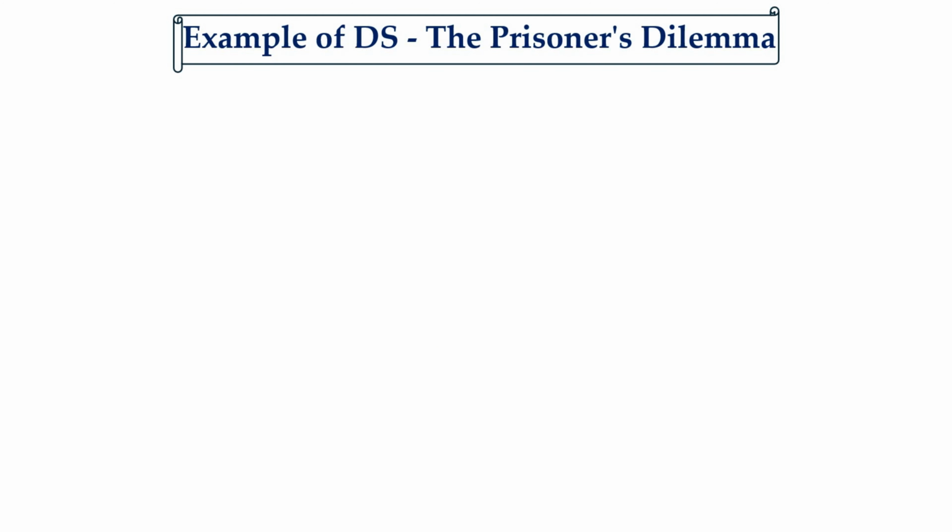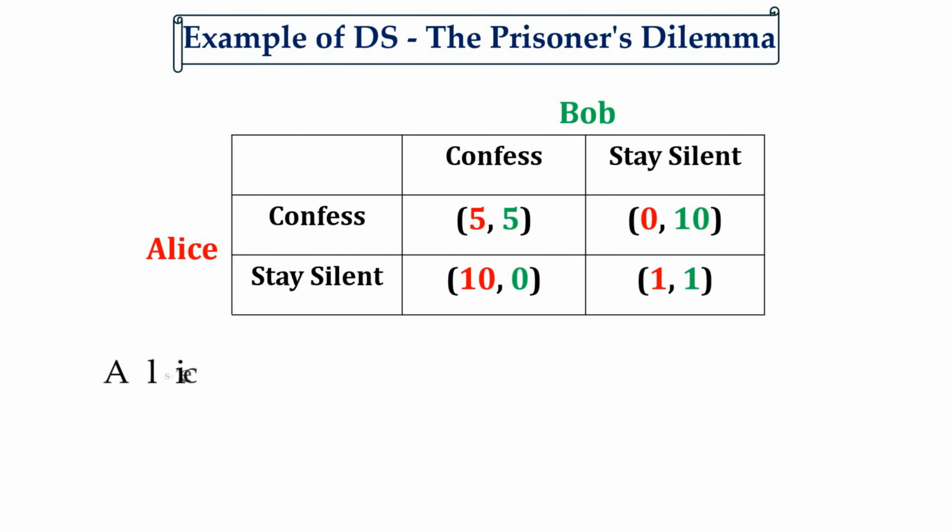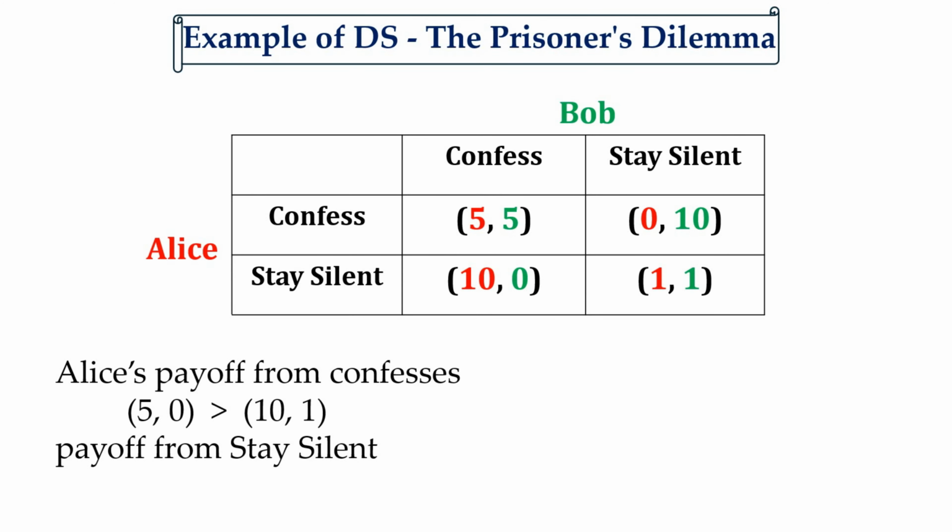We can see this example in a simpler way. Alice's payoff from confessing, 5 and 0, is greater than 10 and 1 if Alice wants to confess, because we are saying 5 and 0 is greater than 10 and 1 in the sense that 5 years of jail will be preferred to 10 years of jail, and 0 years means completely free to move, which is preferred to 1 year of jail.